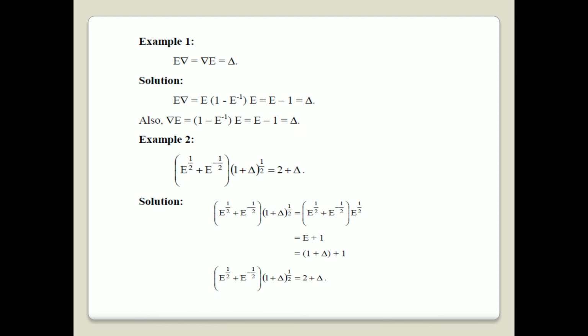Okay. So in this session we discussed the shifting operator and averaging operator, their definitions, some formulas and some examples.